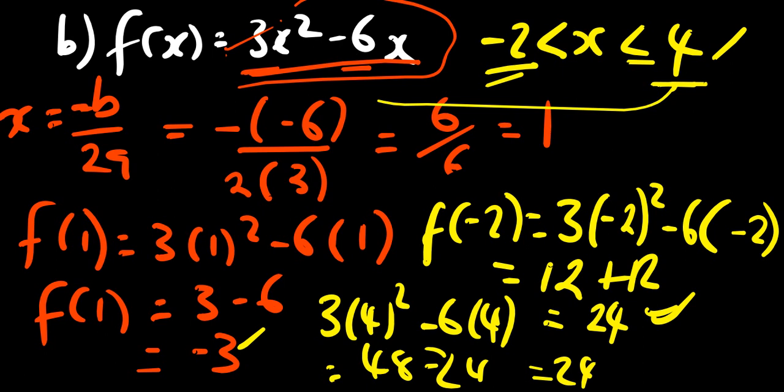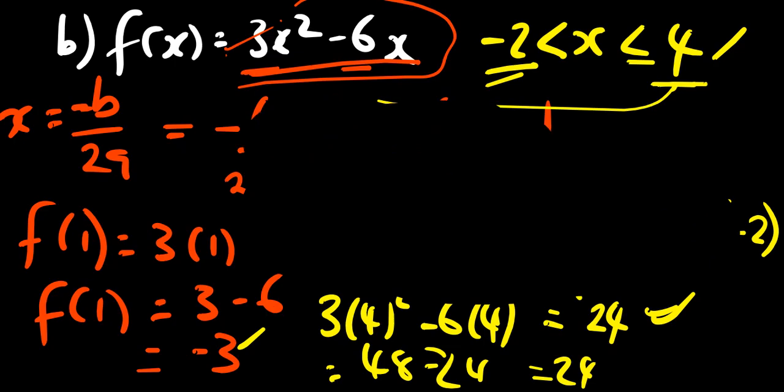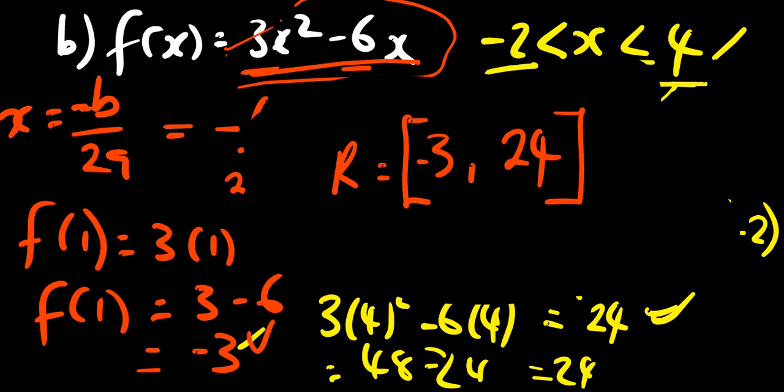So our range in this case will be from -3 at the vertex to 24. You're getting the smallest value to the largest value. This is from -3 to 24. Actually, that's our range.